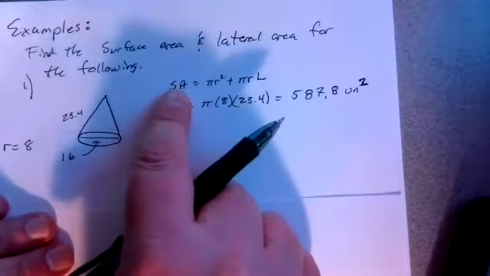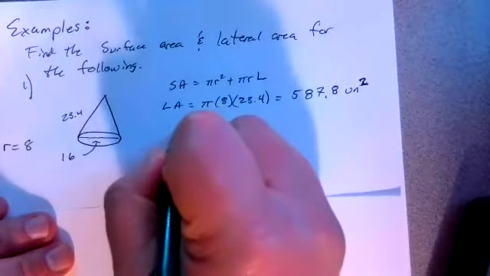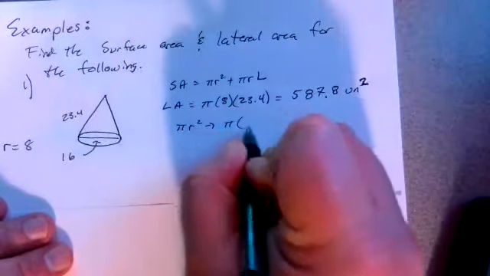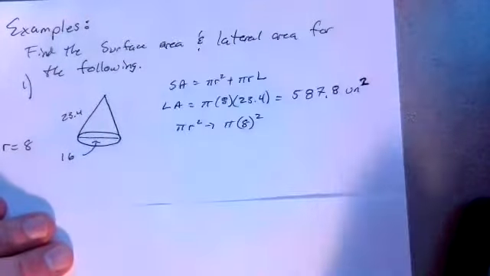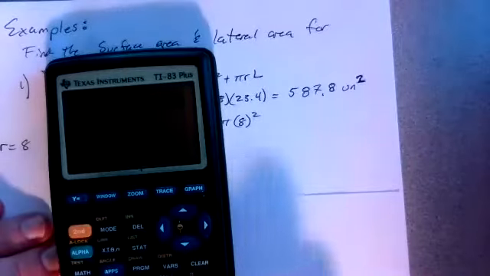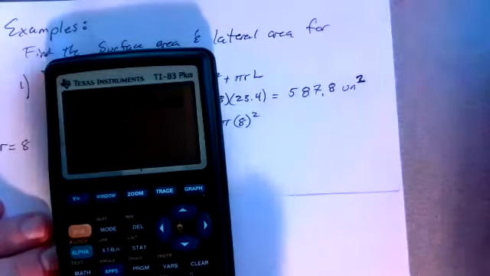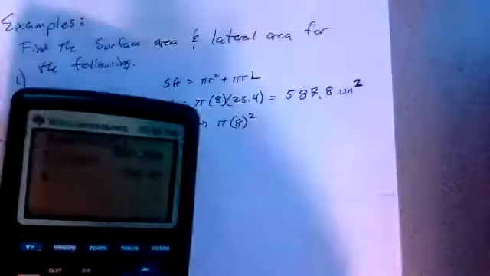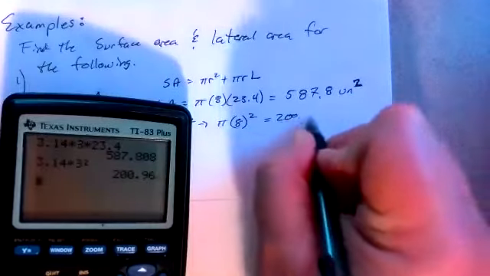Now let's find the total surface area. So pi r squared is going to give us pi times 8 squared. And when I do that, 3.14 times 8 squared, that is 200.96.